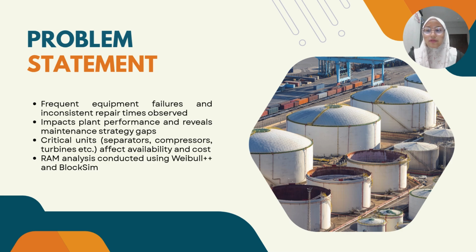This study focuses on the frequent equipment failures and inconsistent repair durations observed in a natural gas processing plant, which have significantly impacted operational performance. These issues point to potential weaknesses in the current maintenance strategy, especially in critical units like separators, compressors, and turbines, whose reliability and maintainability directly influence system availability and cost. To address this, we conducted a comprehensive RAM analysis using tools such as Weibull++ and BlockSim.